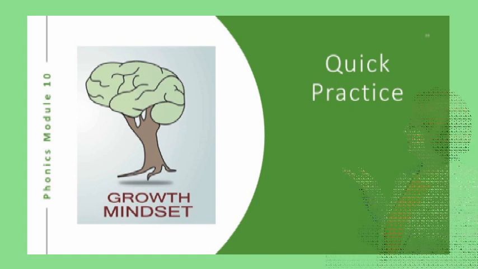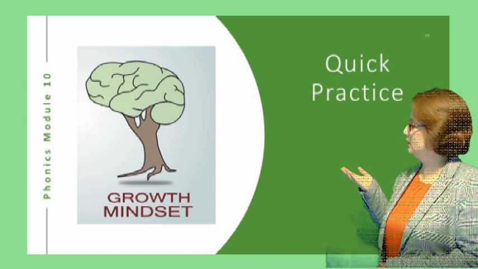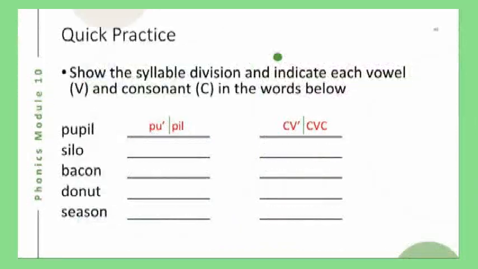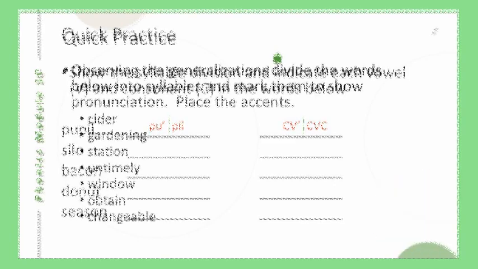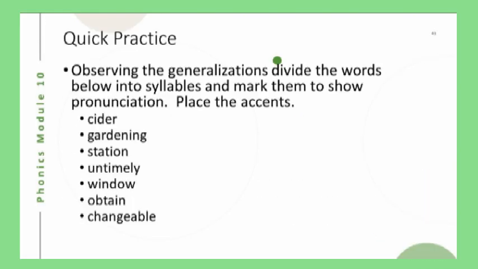Let's practice what we have learned in this video lesson. Show the syllable divisions and indicate each vowel and consonant in the word shown. The first one is done for you. Observing the generalizations, divide the words below into syllables and mark them to show pronunciation. Place the accents.